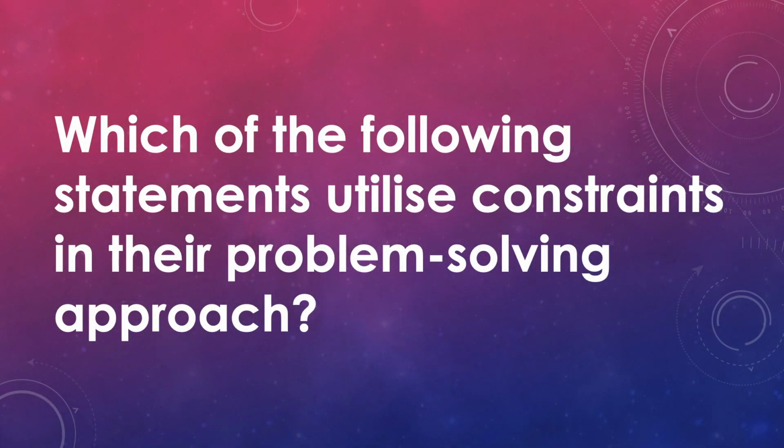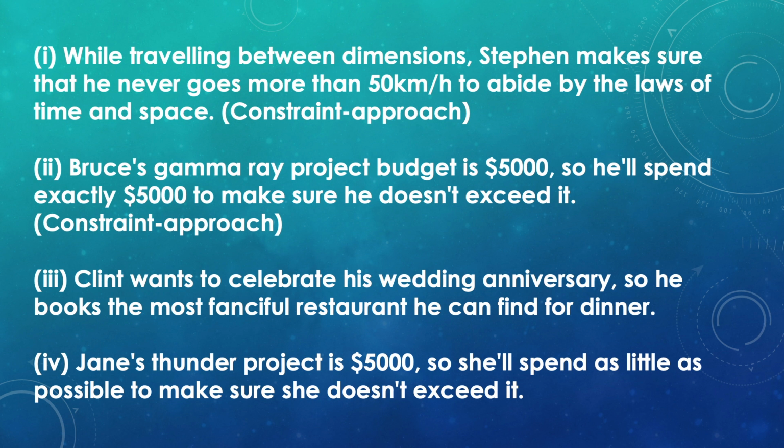Let's move on to Section 4, solving problems with constraints. The first question says, which of the following statements utilize constraints in their problem-solving approach? The correct answers here are 1 and 2, and we can see that there are very clear absolute limits that have been placed. In the first option, the limit here is the 50 km per hour speed limit. In option 2, Bruce's gamma ray project budget is 5,000. That is his absolute limit.